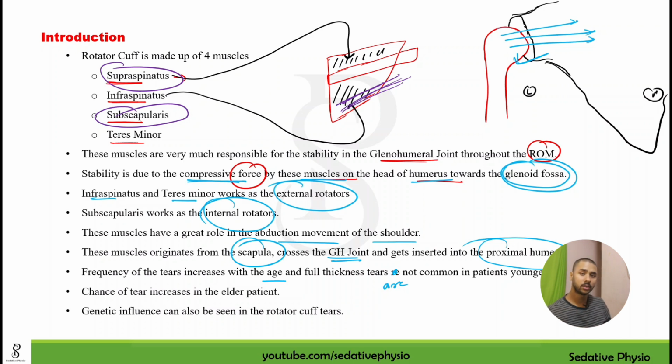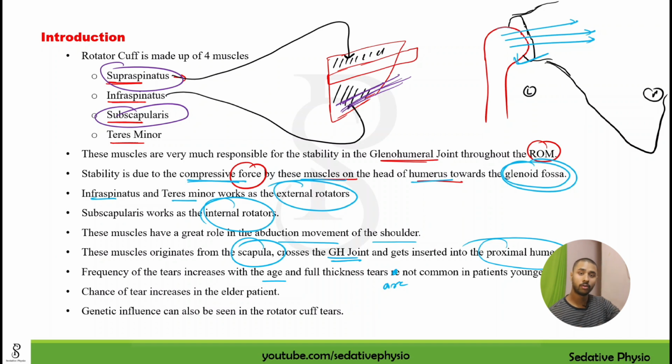Complete rotator cuff tear, full thickness rotator cuff tear, is generally seen in older patients above 40 or above 50 years old because of the aging process. Okay, it's a normal aging process, but the partial tear is generally seen in young individuals up to 40 years of age. Full thickness tear generally cannot be seen in the case of 40 years of age.